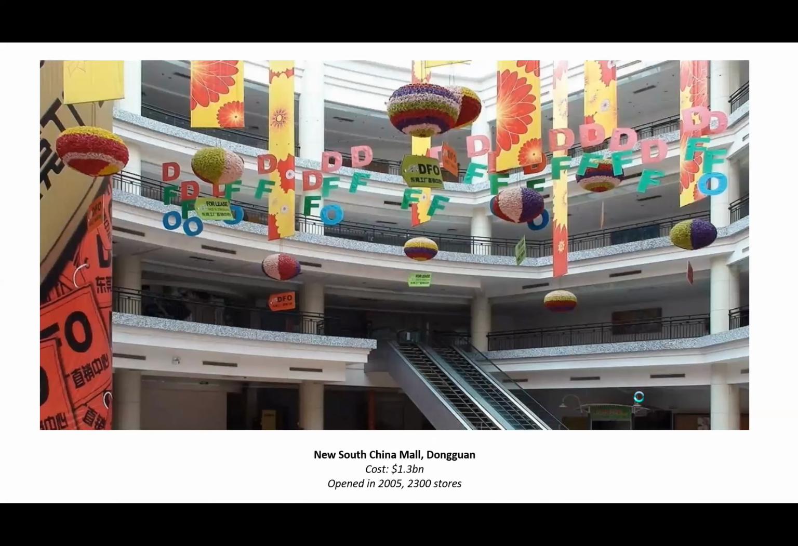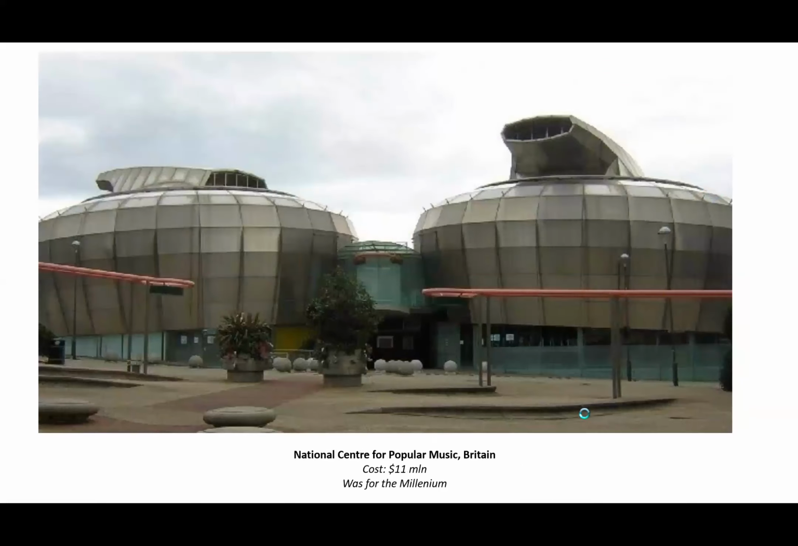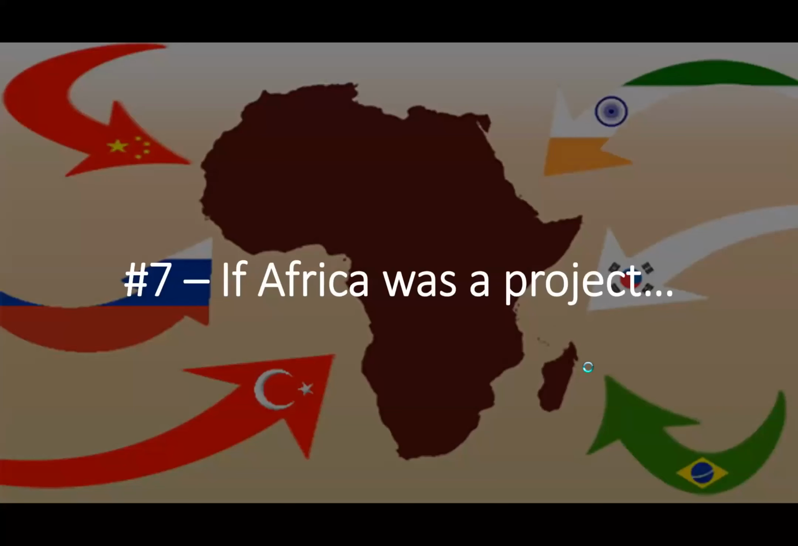This is in China, the new South China Mall in Dongguan. Cost 1.3 billion, opened in 2005, 2,300 stores, not used. You can see there's nobody there. This is Britain, the National Center for Popular Music. Cost $11 million. It was for the Millennium celebration. I was in the UK at this time. I even had my first child born in 2000, so a Millennium baby, but not used, a white elephant.